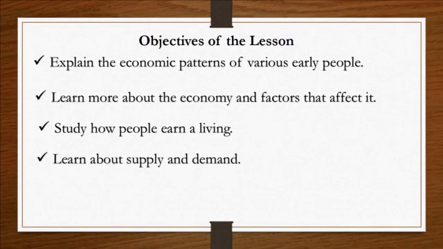As we know, every lesson has its own objectives. So the objectives of this lesson are: Number 1, to explain the economic patterns of various early people. Number 2, to learn more about the economy and the factors that affect it. Number 3, we should study how people earn a living. Number 4, we should learn about supply and demand. I know this slide may have some difficult terms, but on the next slide, we shall define all the terms and what they mean.